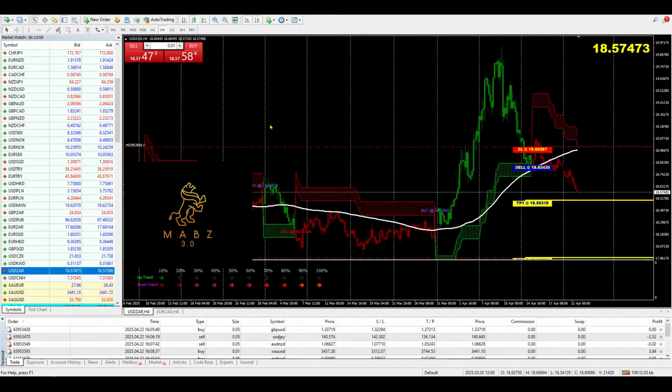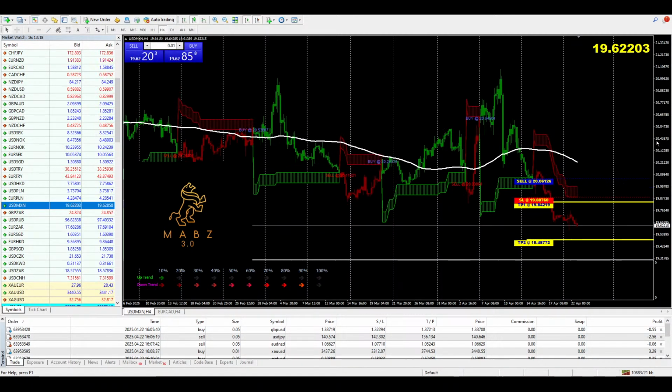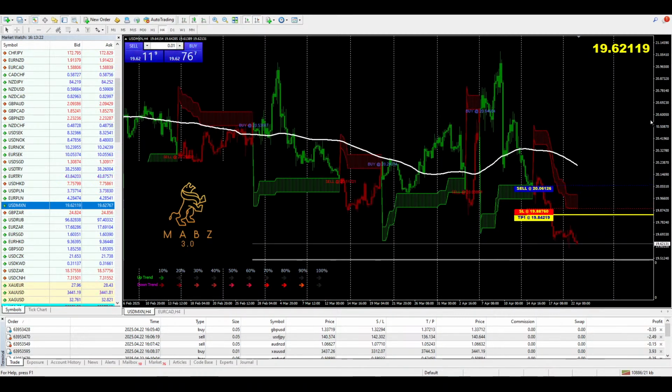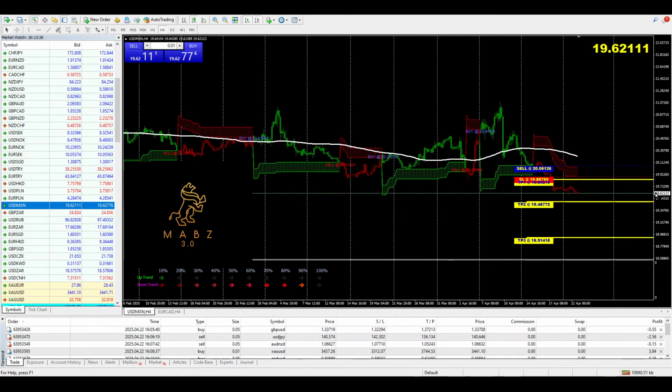Let's see what else we can get. We don't trade the USD MXN, even though it's giving a good signal. Should we do it? Okay, I'm just gonna do it for interest's sake with a low lot size, right?